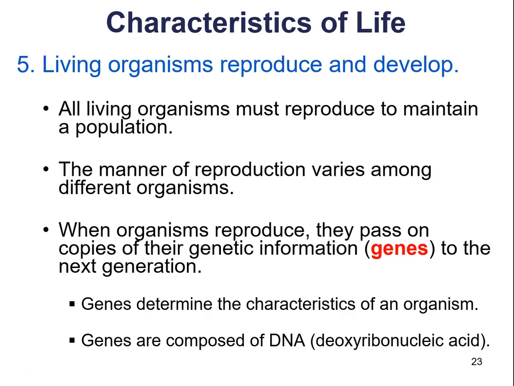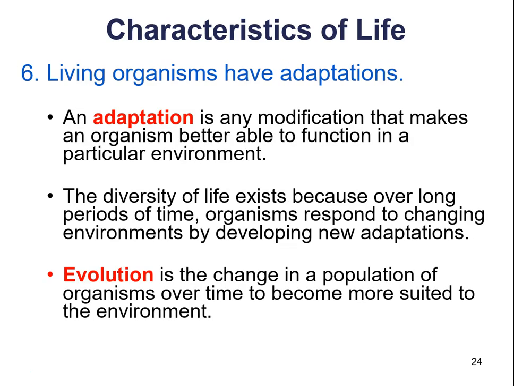Obviously, this has to do with what type of genetic information is passed on from one generation to another. Okay. All right, number 6, living organisms have adaptations. Again, sort of getting into this idea of evolution and natural selection. So what is an adaptation? We should be able to define these terms. It's any modification that makes an organism better able to function in a particular environment.